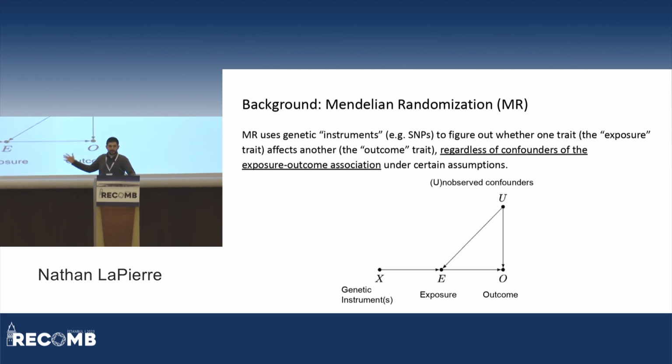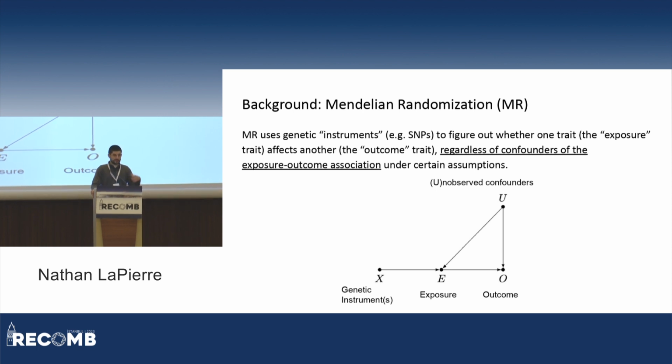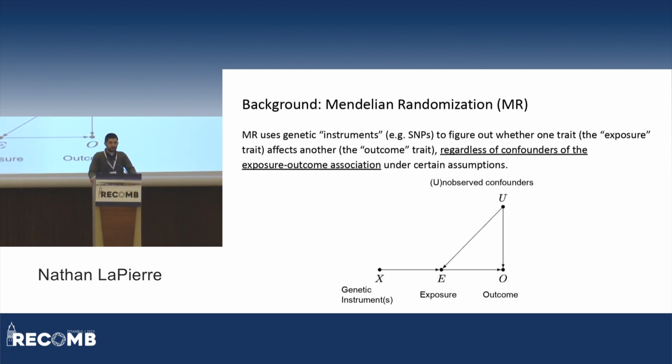So just to give a little bit of background on Mendelian randomization, or MR for short. MR is a class of methods that uses genetic so-called instruments, often SNPs, to figure out whether one phenotype, often called the exposure trait, affects another phenotype, often called the outcome trait. The reason a lot of people are interested in MR is that, under certain assumptions, it provides a causal effect estimate, valid regardless of confounders of the exposure-outcome association.